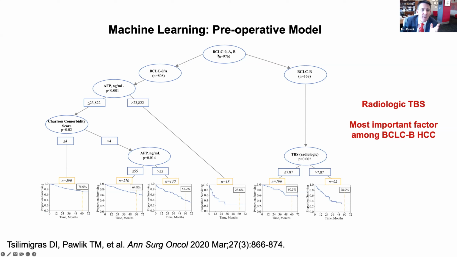So it makes sense, right? Good biology matters first. If you have a high AFP, that's going to drive your prognosis. If you have a good AFP, what drives your prognosis is your performance status, whether you're healthy to begin with. Over on the BCLC-B side, what's most important, as I mentioned, is this tumor burden score. And actually, the tumor burden score can be assessed preoperatively based on radiographic imaging. And if you have a tumor burden score that's over 8, then you can see here that your 5-year survival is only in the range of about 25%.